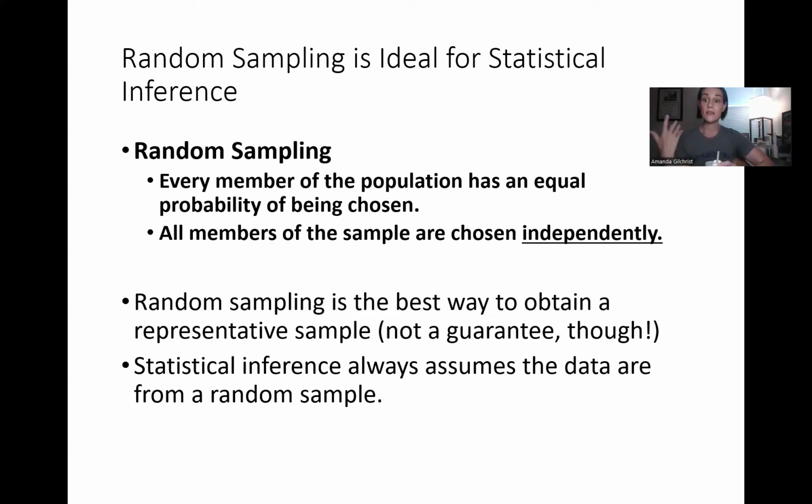Data coming from a random sample is a robust assumption. You can have data that's not from a random sample and still do a statistical test. You can still do a confidence interval, but you always want to be careful and note to others that your data did not come from a random sample.